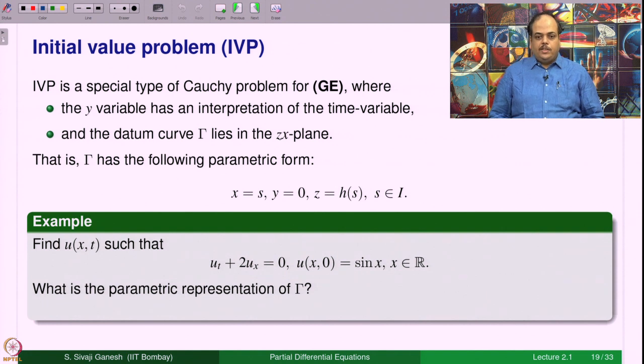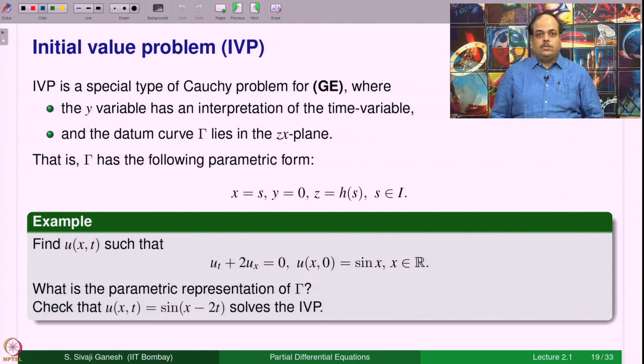Okay. Parametric representation of gamma, what is gamma? x equal to s, y equal to, or here t equal to 0, it is not y, it should be t, because y has an interpretation of time variable. So, you can as well write t. So, t equal to 0 and z equal to sin s, and s belongs to R. That is a parametric representation of gamma.